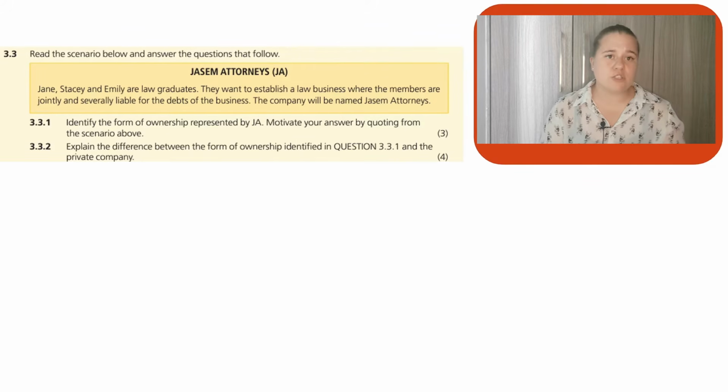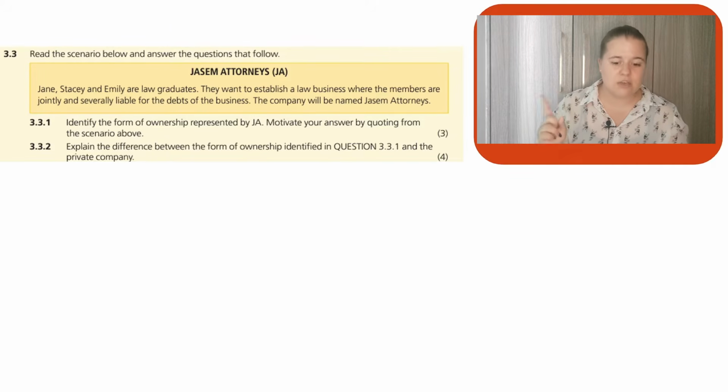So let's read the questions first, and then we'll read the scenario. So the first one is identify the form of ownership represented by JA. So now already there, we're being triggered, right? We need to look out for a form of ownership. Okay, bear that in mind. Then we need to motivate our answer by quoting from the scenario. So what type of ownership is it? The form of ownership, and then quoting the answer. Then the last one is explain the difference between the form of ownership you have identified and the private company.